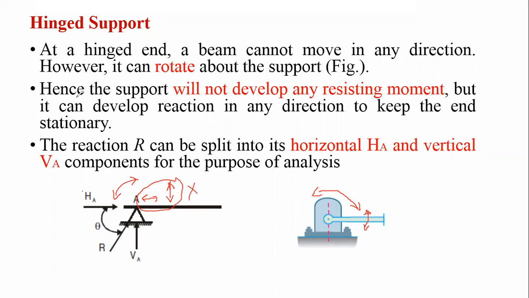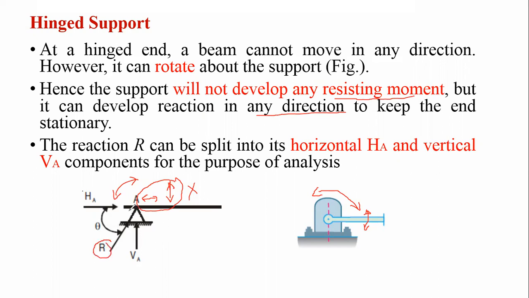This beam rotates about this hinge point. Hence, the support will not develop any resisting moment. It means that if it is allowed to rotate, the resisting moment is not developing, but it can develop the reaction in any direction. Due to this, what will happen? It will be developing the reaction R in any direction.